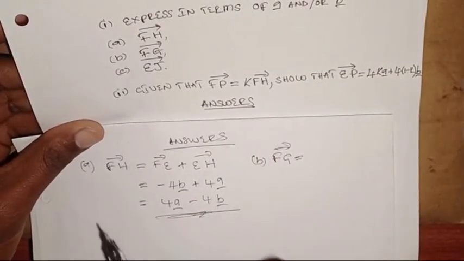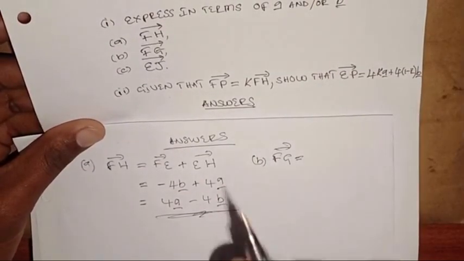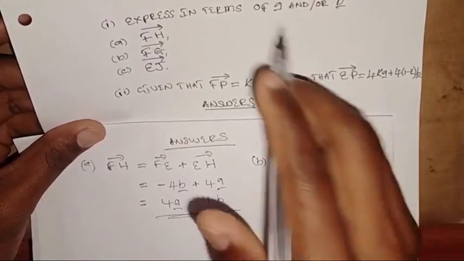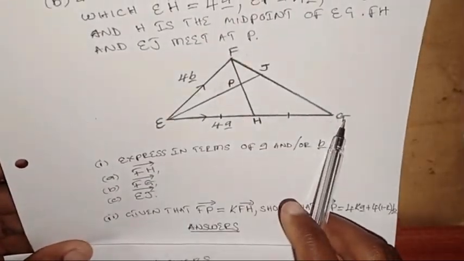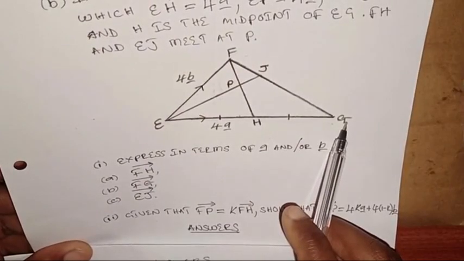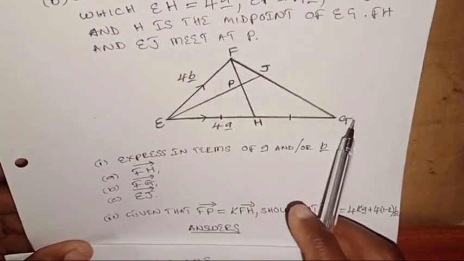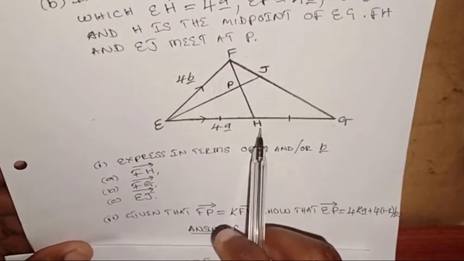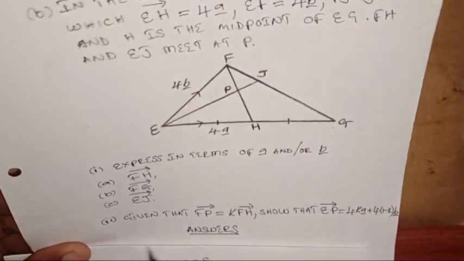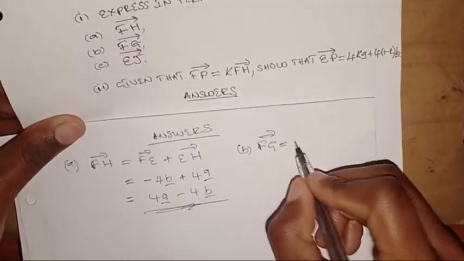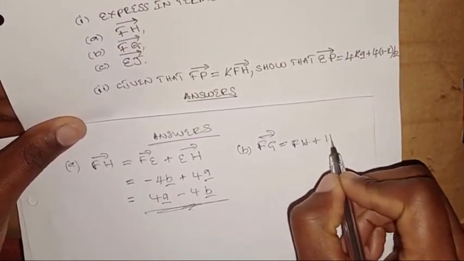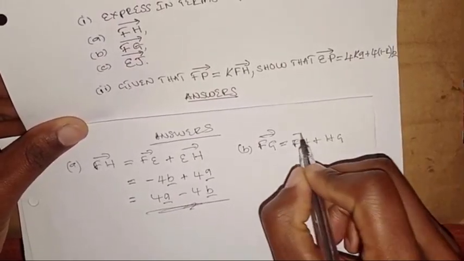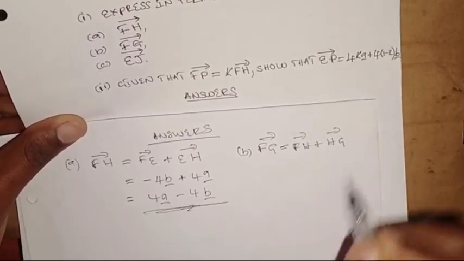So we need to move from point F to G. So how do we do that? How do we move from point F to G? So F is here, G is here. So what we can do is just say FG equals FH plus HG. Okay. So we're going to say FH plus HG. So that's the movement.